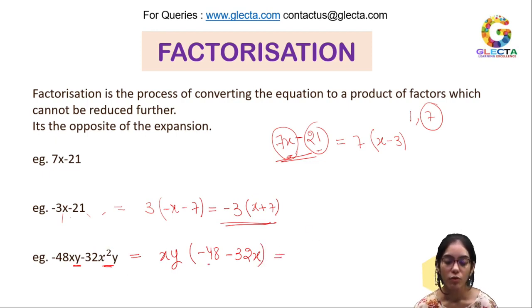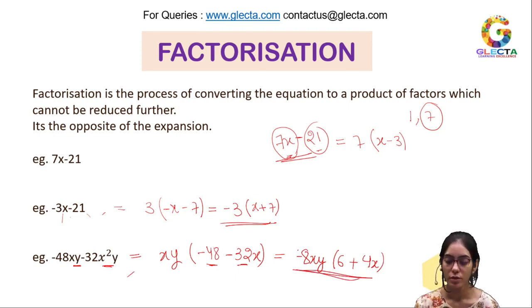Okay, now for the numbers, minus 48 and minus 32. What number can we extract out? Okay, 8. We have two minuses here as well, so we can extract minus 8. So minus 8xy, this will be 6 plus 4x. So the factorization of this term is minus 8xy into 6 plus 4x.